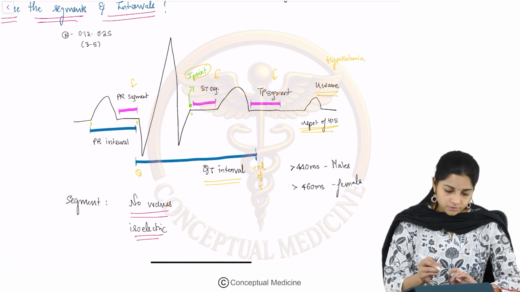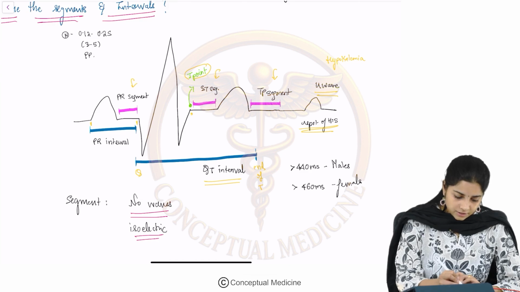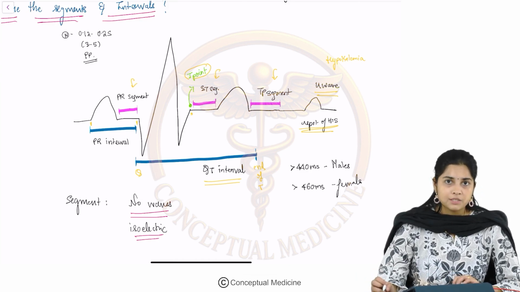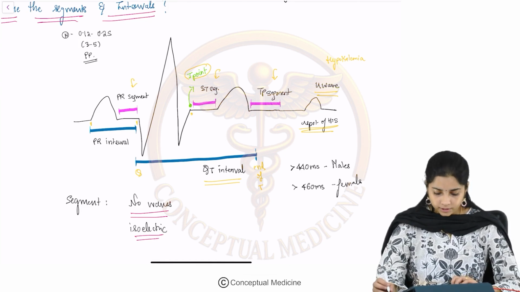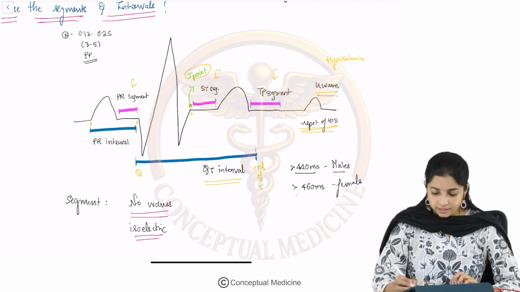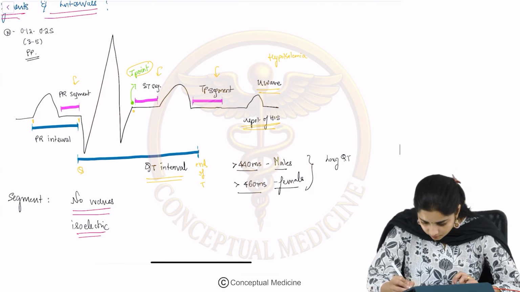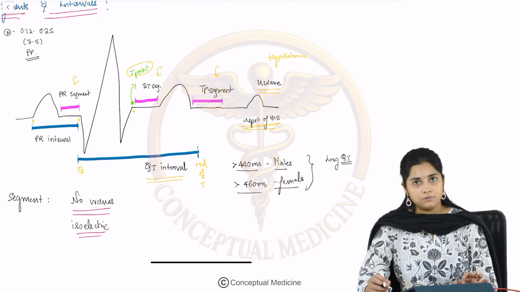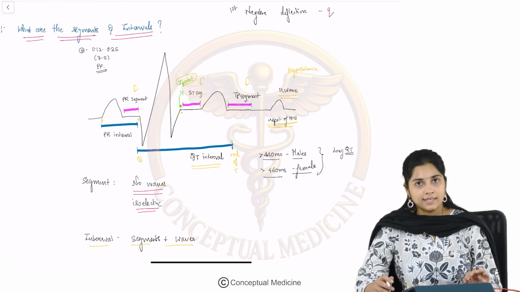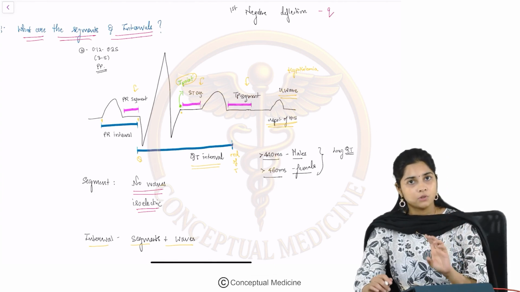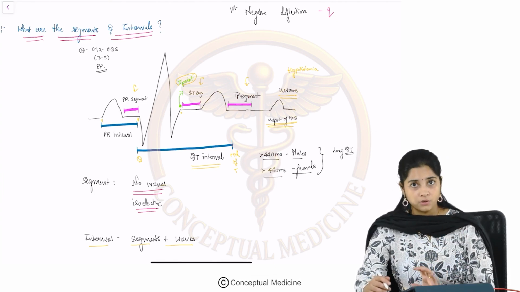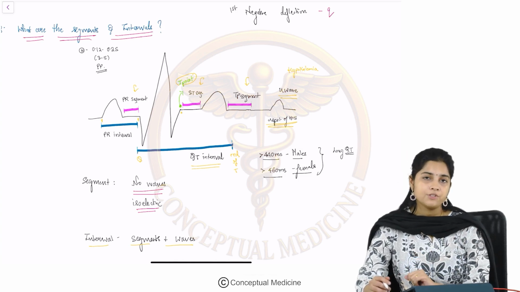So, what is your normal PR interval? A normal PR interval is 0.12 to 0.2 seconds, which is 3 to 5 small boxes. What is a normal QT interval? It can be from 350 to 440 milliseconds. Anything more than 440 milliseconds in males and more than 460 milliseconds in females is your long QT. Now we have understood segments and intervals. You have to remember the normal PR interval, the long QT, the normal QT, and the various other waves including the J point and U waves.